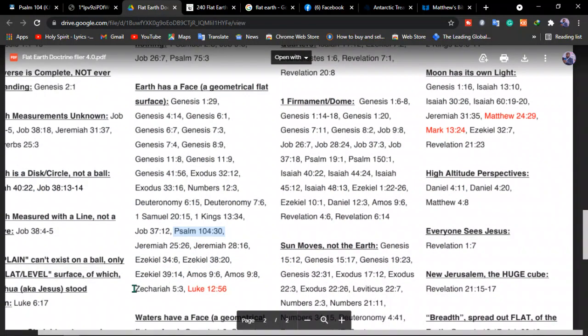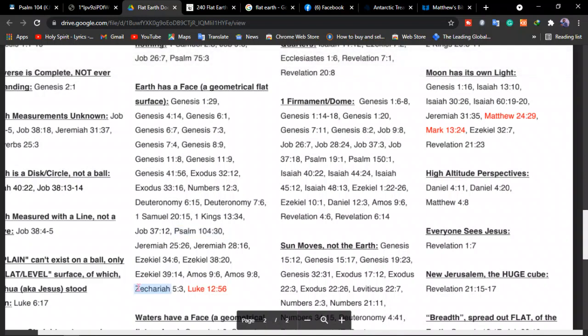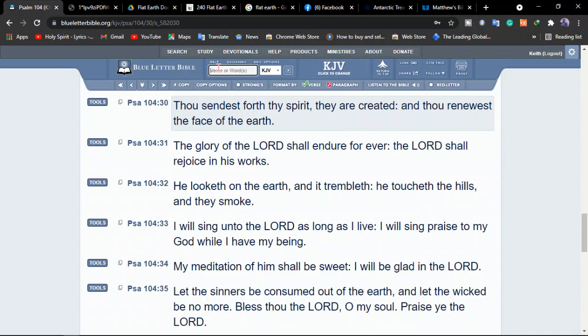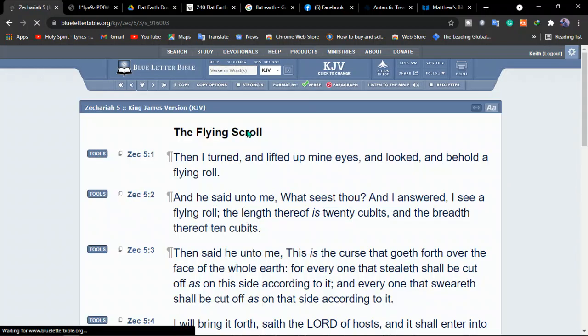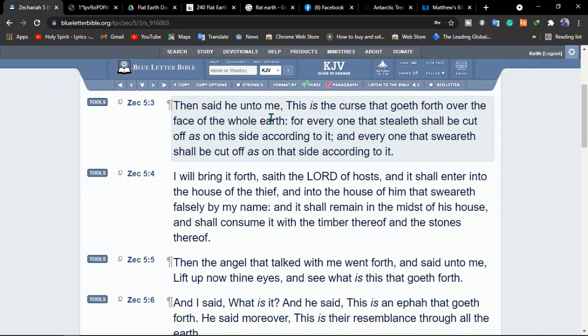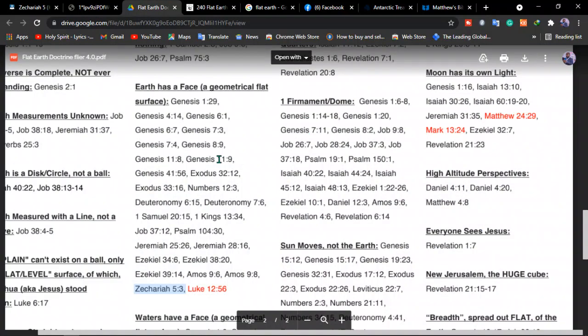Let me show you maybe one more. Let's see Zechariah 5:3. The face of the earth. Look at this. Then said he unto me, this is the curse that goeth forth over the face of the whole earth, for everyone that stealeth shall be cut off as on this side according to it, and everyone that sweareth shall be cut off as on that side according to it. You see, the face of the earth. Now, the earth has a face. I hope you've understood there.